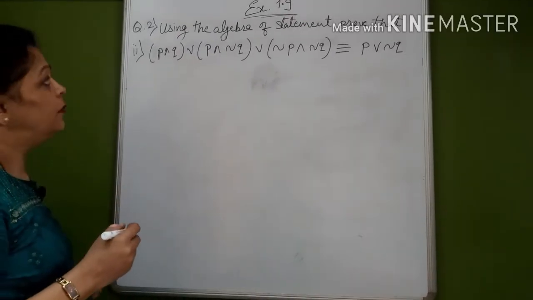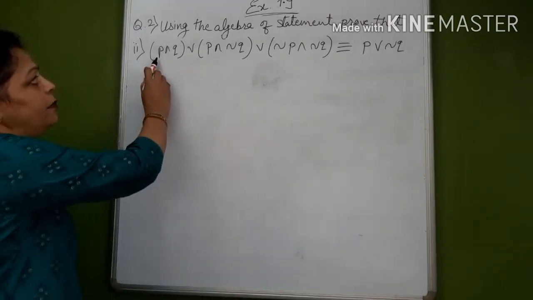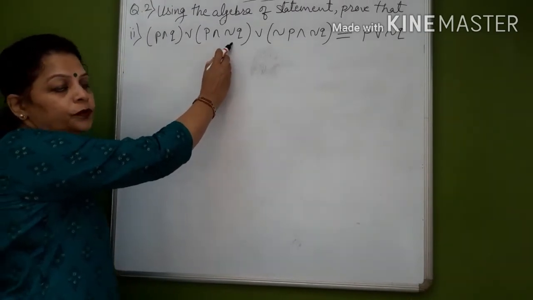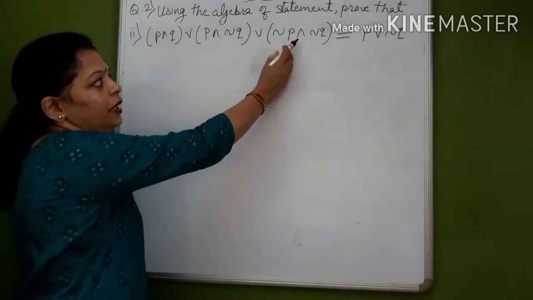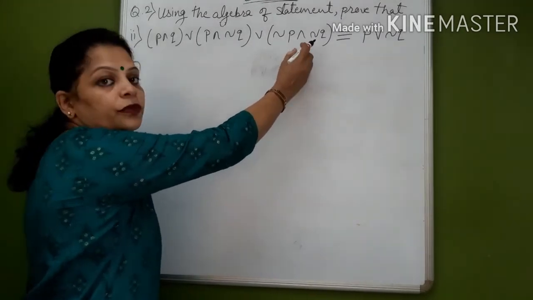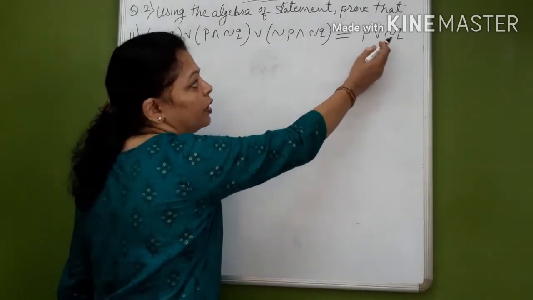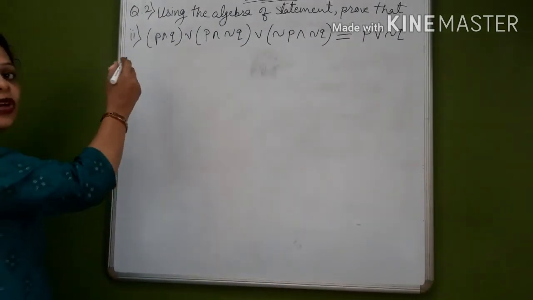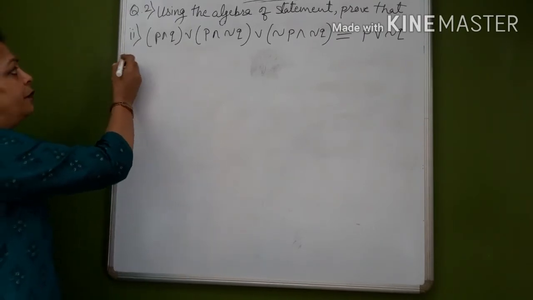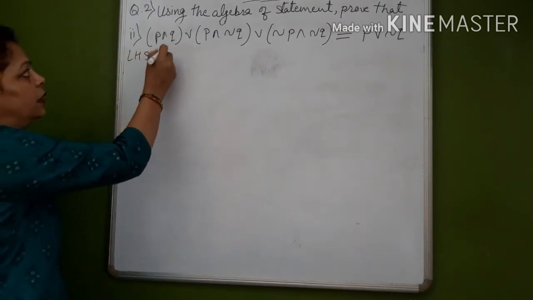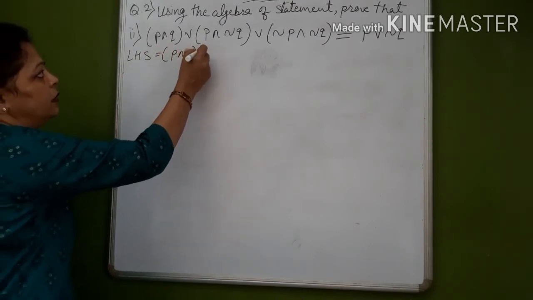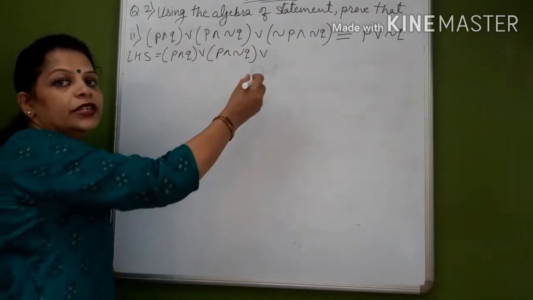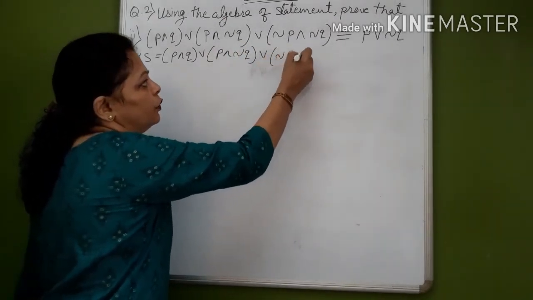So see the second sum of question number 2: (P and Q) or (P and negation Q) or (negation P and negation Q) should be equivalent to P or negation Q. Very simple sum, don't take any tension. We'll solve it in a very simple way. Let us start with LHS. We'll copy the LHS: P or negation P and negation Q.